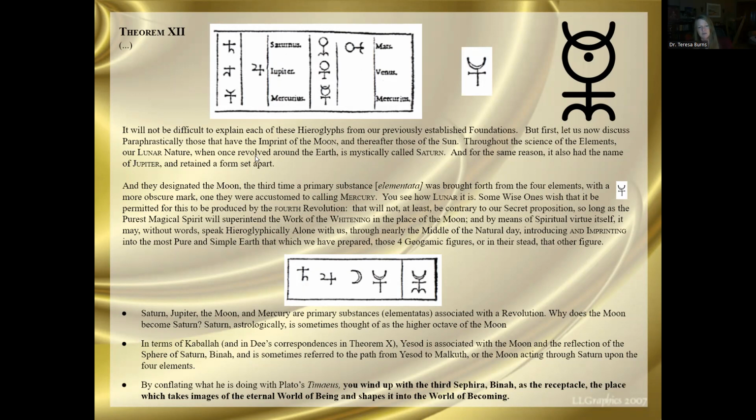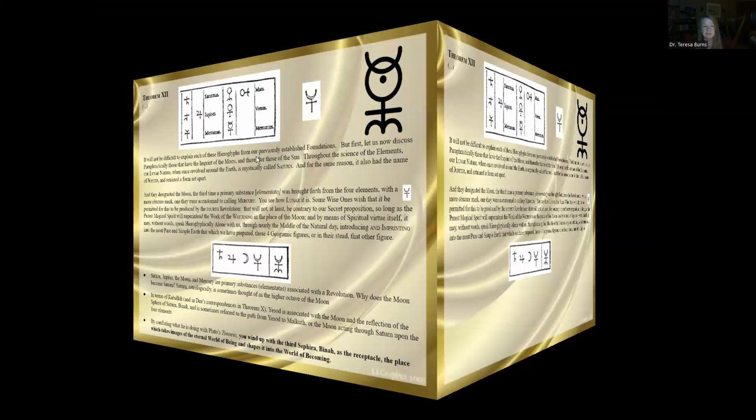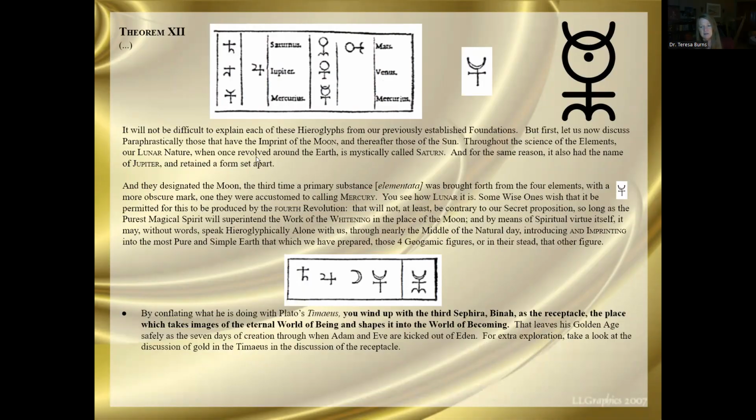It takes images of the eternal world of being and shapes it into the world of becoming. That is going to mean his golden age is the 7 days of creation. That's a totally safe association. The 7 days of creation through the time when Adam and Eve are kicked out of the Garden of Eden, the fall. If you want to explore this more, take a look at the discussion of gold in the Timaeus, in the discussion of the receptacle. There's no question that's what he is doing with Saturn, the moon, and Bina, and the golden age.